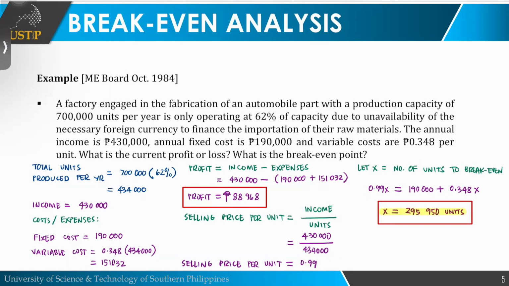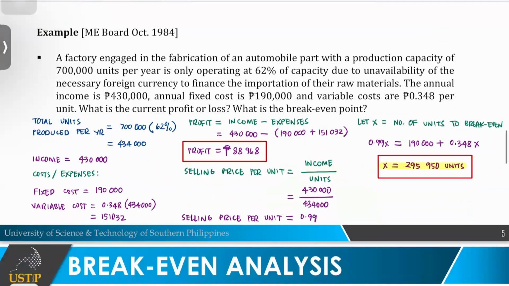X is 295,952 units. So we are correct in our assumption that X is less than this value. Meaning, when the corporation sells this number of units, they break even. This is the point where they start avoiding loss. And by the time they sold 434,000, they are already making a profit. Moving on to the next.